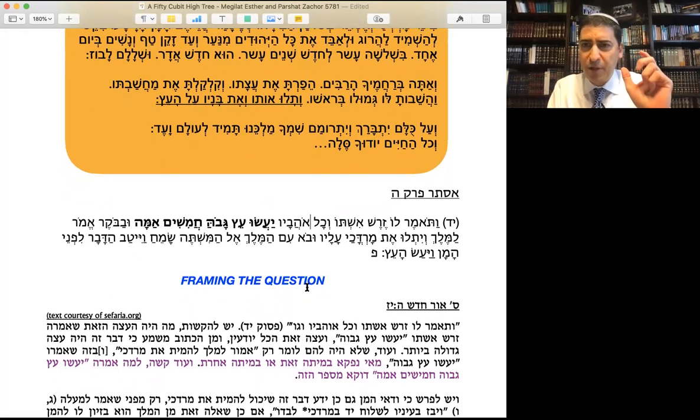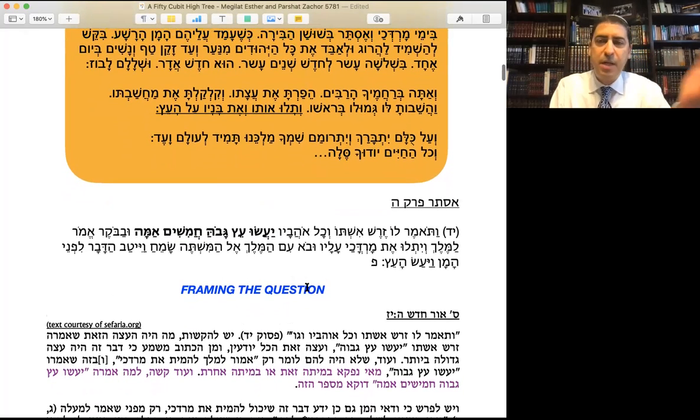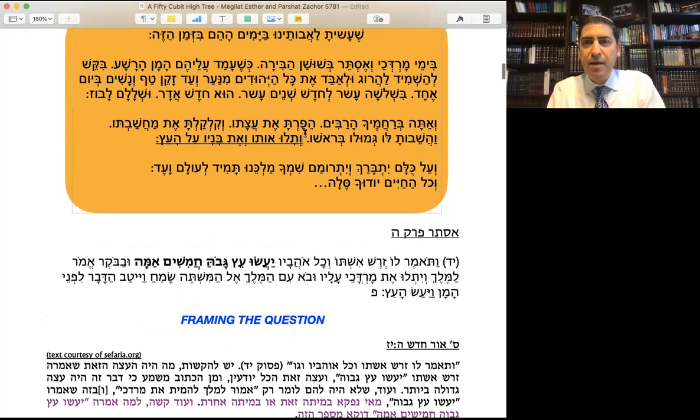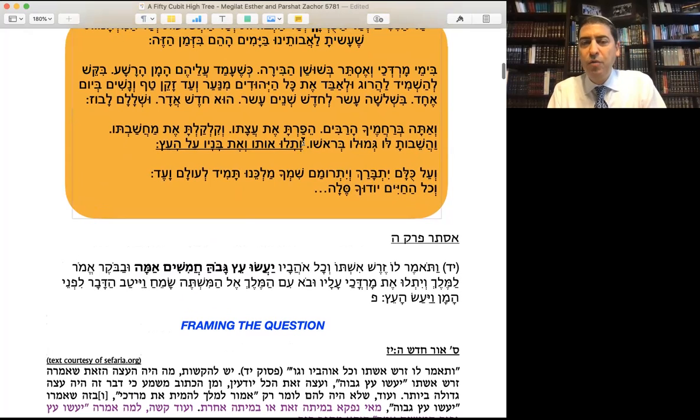So first, to sharpen the question a little more, you could say, well, it's a detail. And okay, "v'talu oto v'et banav al ha'etz" is in Al HaNissim because that's what happened. Yeah, but there's something about the tree. Why not just say "v'hashivota lo gmulo b'rosho u'metu"?